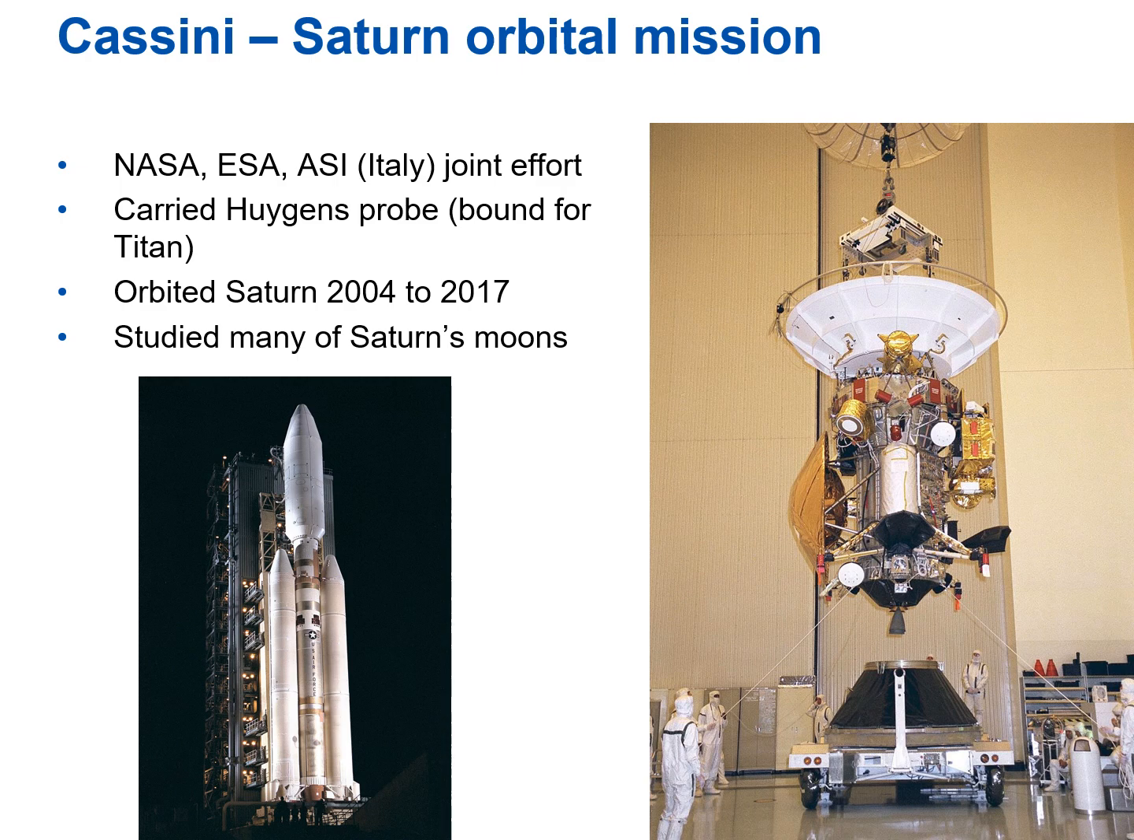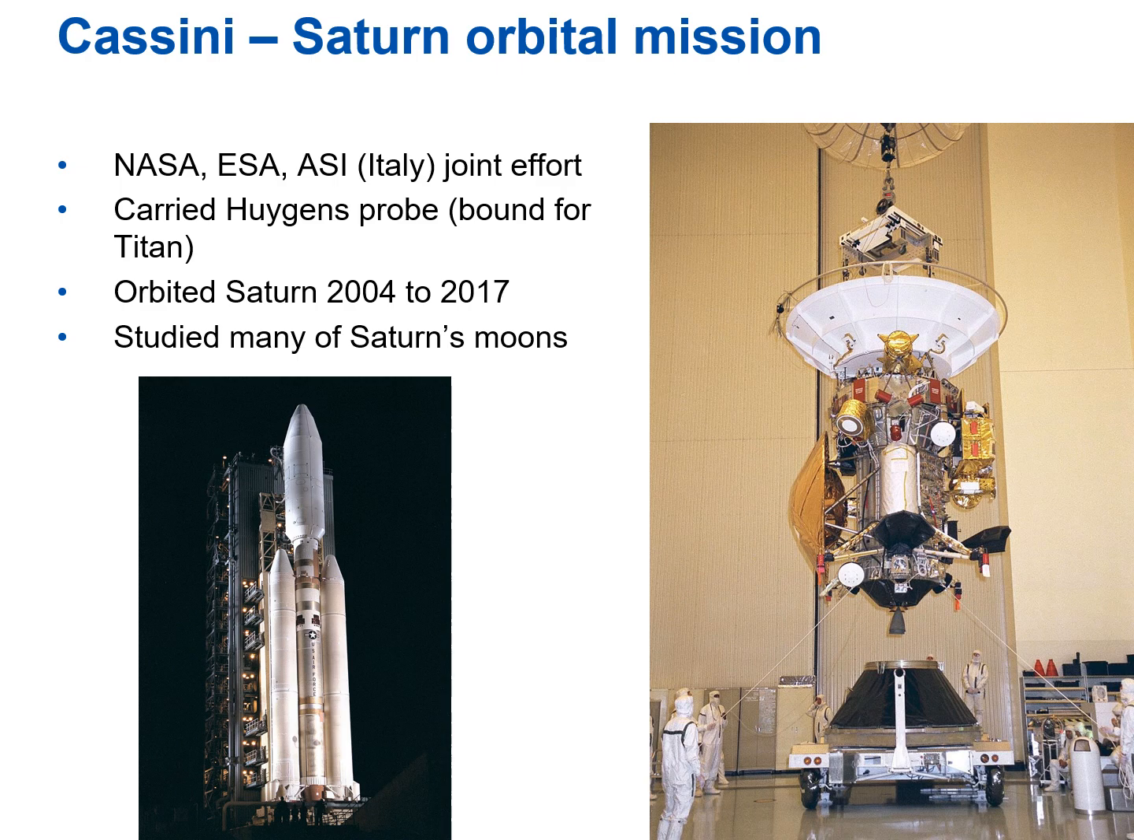Cassini orbited Saturn from 2004 to 2017, and it studied Saturn. It got a lot of good information about Saturn, about its composition, its gravity, its magnetic fields, lots of good pictures. And it studied many of Saturn's moons and Saturn's rings.